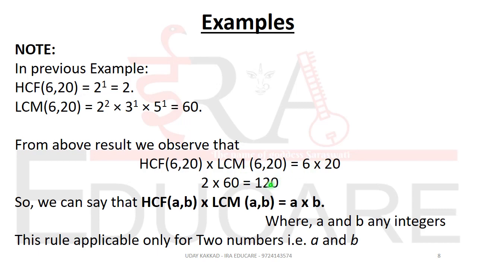So can I say that HCF of A, B multiplied by LCM of A, B is equal to A into B? Means the product of the HCF of two numbers and the LCM of those two numbers is equal to the product of those two numbers, A and B. Alright, so this is the most important rule which we use in the next exercise.